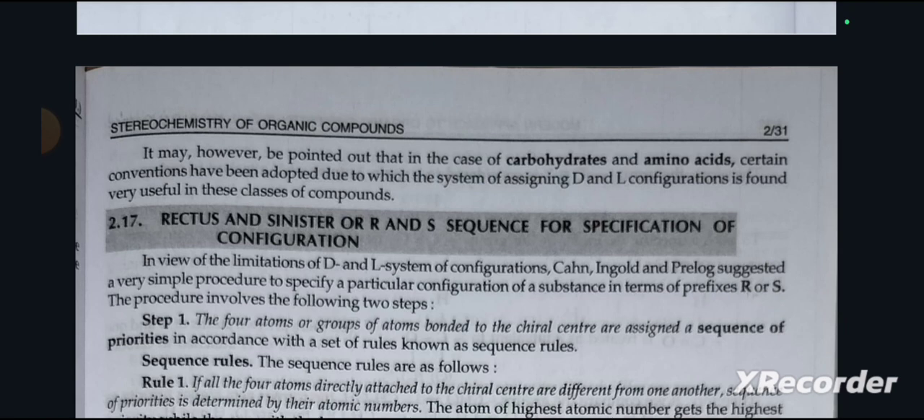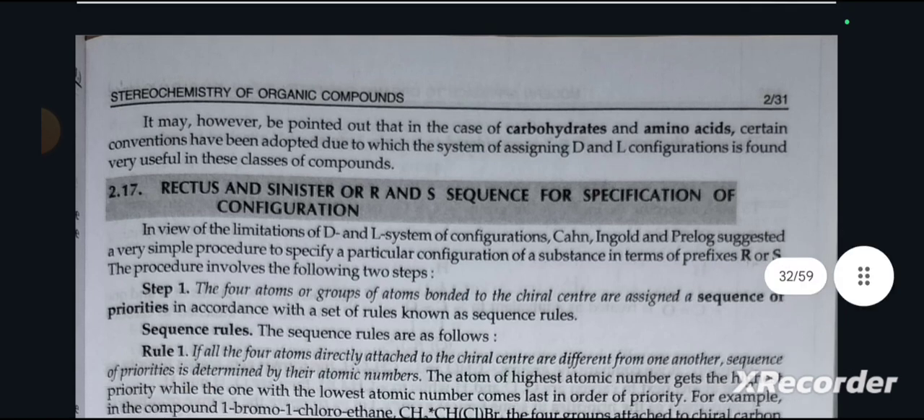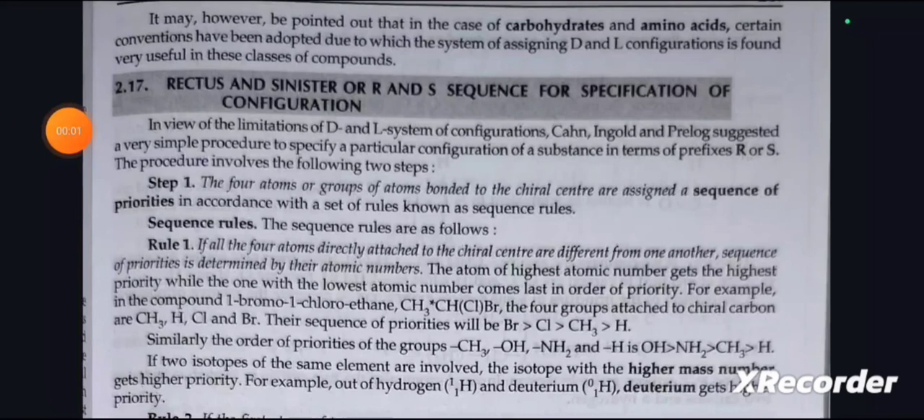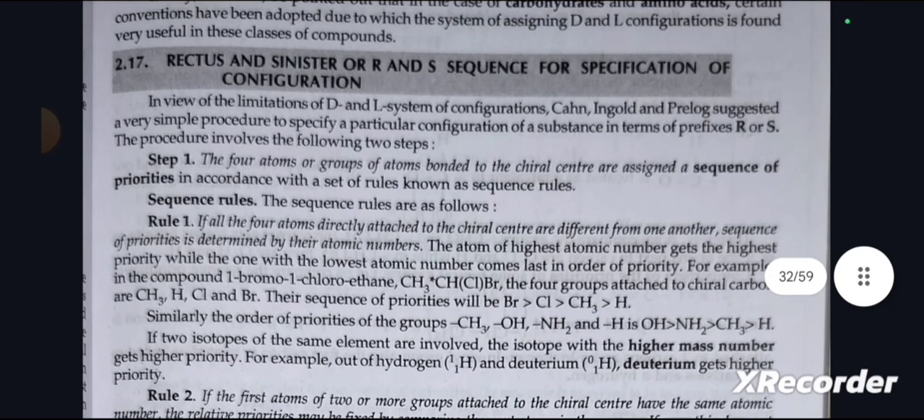It may, however, be pointed out that in the case of carbohydrates and amino acids, certain conventions have been adopted due to which the system of assigning D and L configuration is found very useful in these classes of compounds. 2.17 Rectus and Sinister, or R and S sequence for specification of configuration. In view of the limitations of the D and L system of configurations, Cahn, Ingold, and Prelog suggested a very simple procedure to specify a particular configuration of a substance in terms of prefixes R or S.